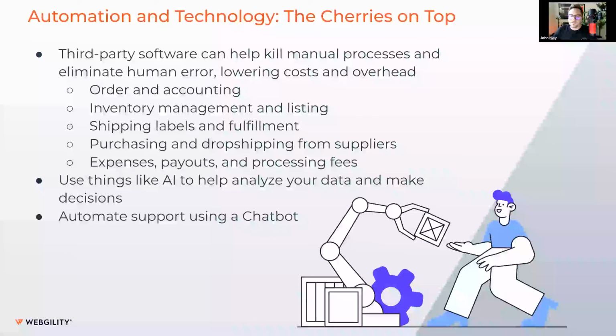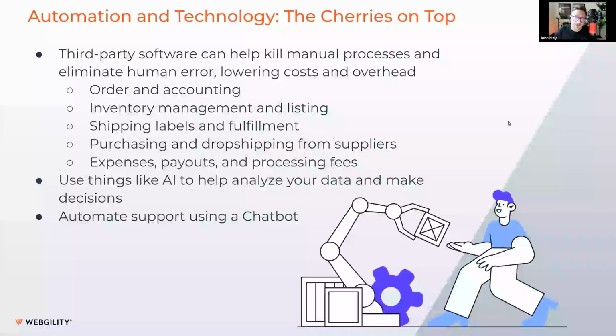And the last thing here would be utilizing automation. I know we're going a little bit over time, so I want to get to the Q&A, but using automation cuts down on all that manual work and makes things work for you automatically on the back end. Your orders and accounting, your inventory management and listing, shipping labels and fulfillment, purchasing, and any expenses, fees, and payouts coming from the marketplaces that you have to pay can all be centralized. It can all be done for you in the background.